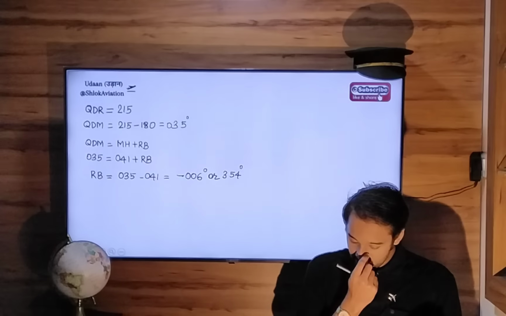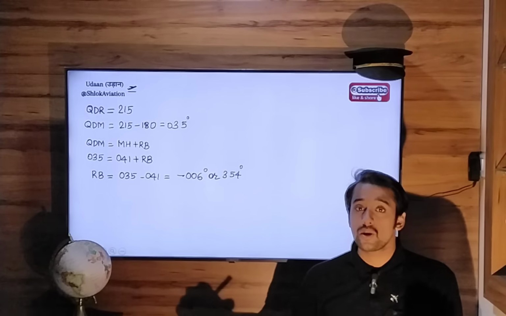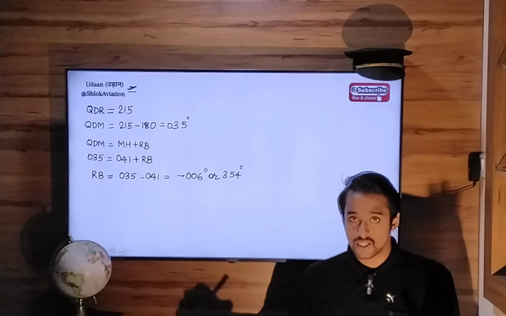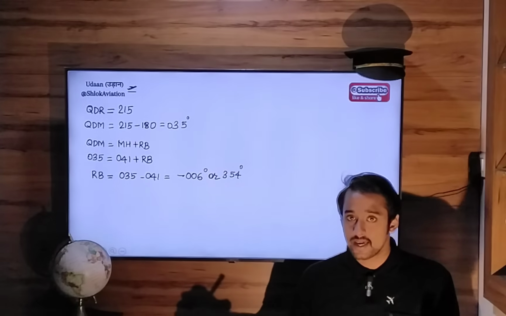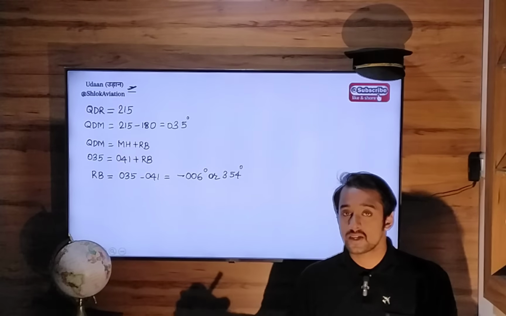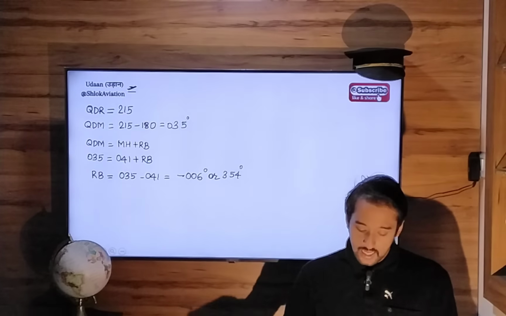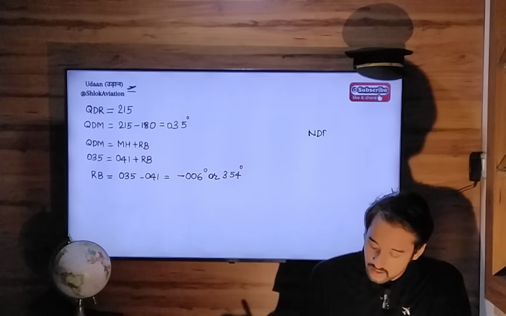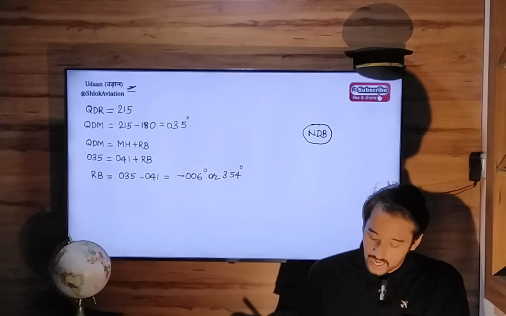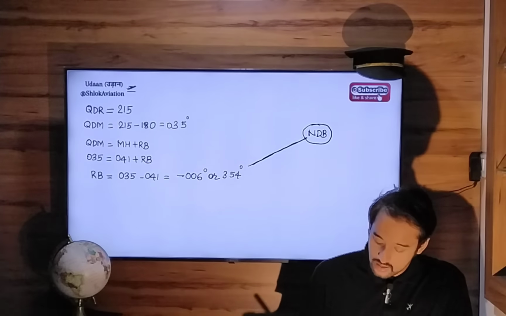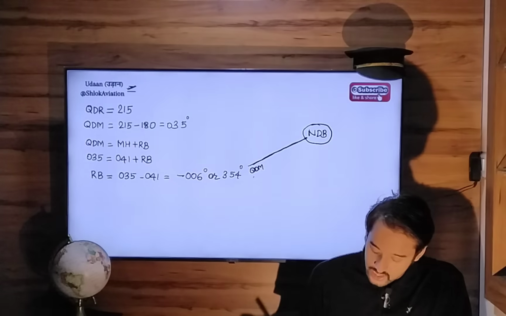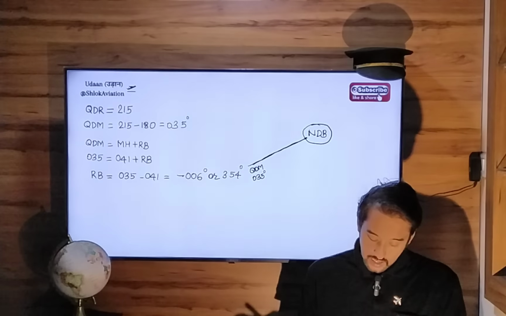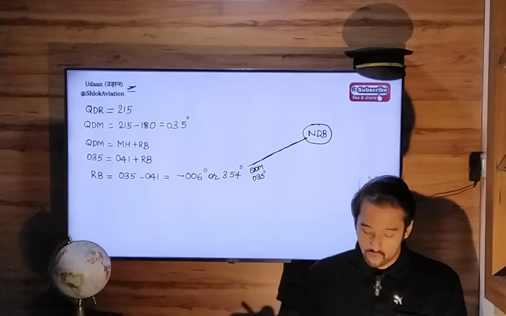Next, to find relative bearing, you were given in the question QDR. From that you derived QDM. You use the formula, which is magnetic bearing to the station, made of two parts. It is made of your heading and the relative bearing between your heading and the track towards the station. Now diagrammatically, how will you represent this? This is your NDB. The track to the station is QDM, which is 035 degrees. Next, magnetic heading is 041.